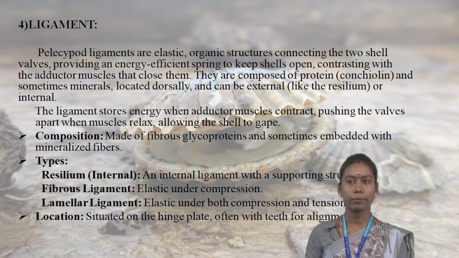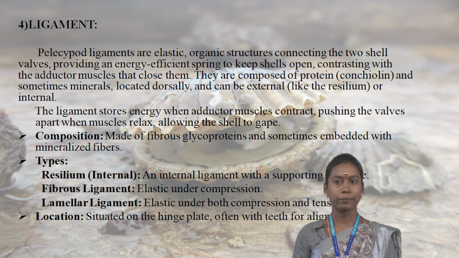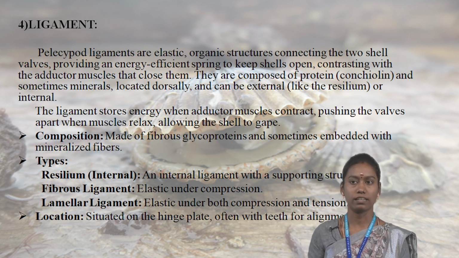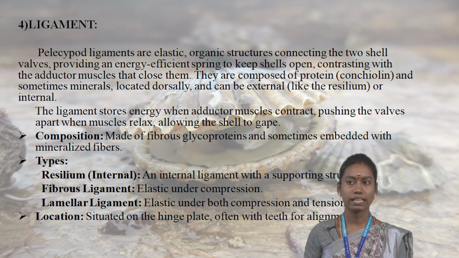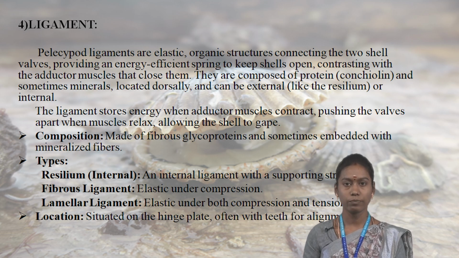Then the types of ligament. First one, resilium. Resilium means it is present internally. It is an internal ligament with a supporting structure. Then fibrous ligament. It is elastic under compression, as the name fibrous suggests.